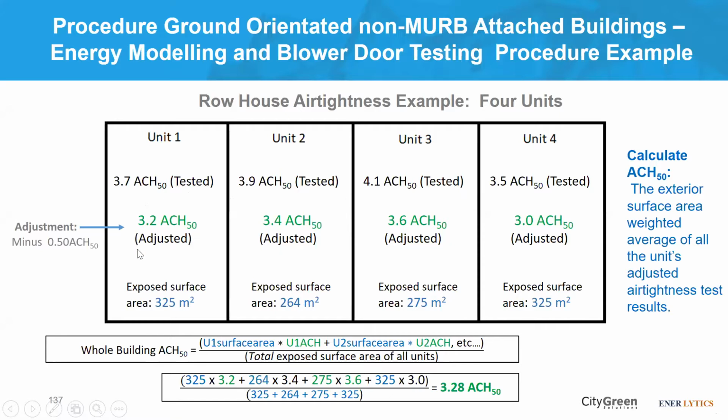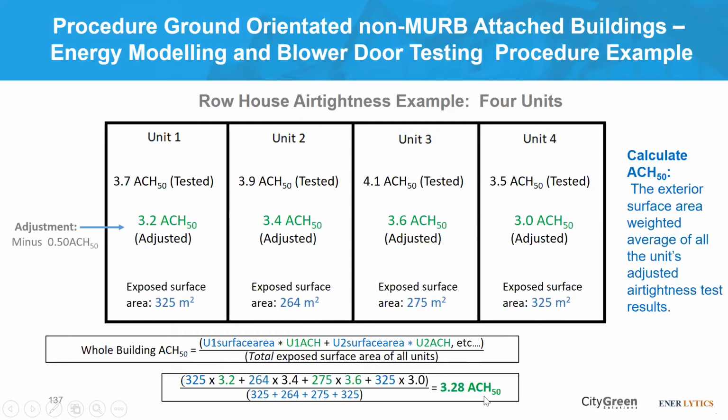To get the one air tightness result for the whole building, you take the exposed surface area, you times it by your adjusted ACH for that unit, you add it to the same results for the next unit, and so on for each unit, and then you divide it by the total exposed surface area of the building. What this gives you is the exterior surface area weighted average of all the units' adjusted air tightness results.